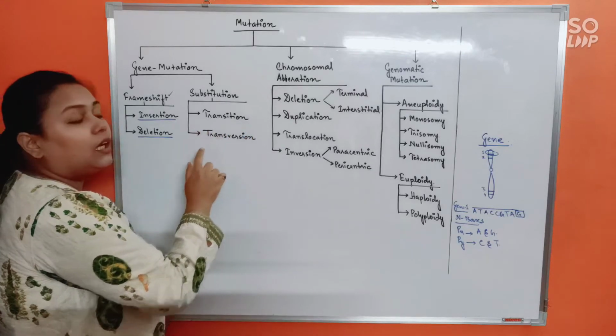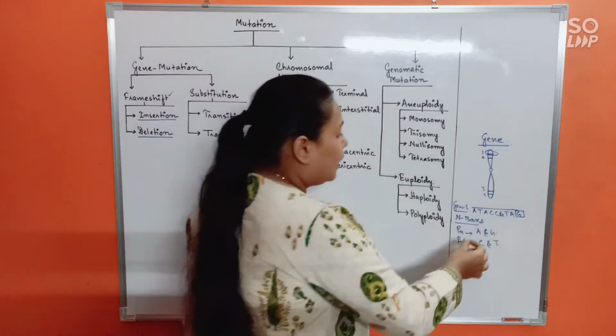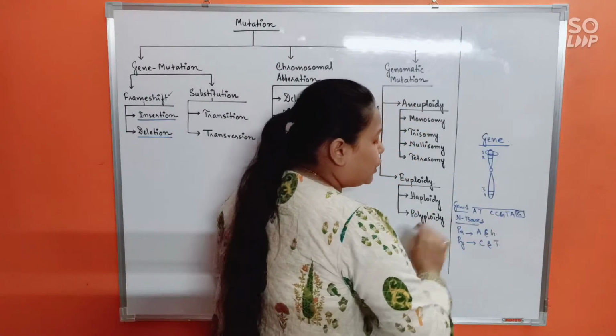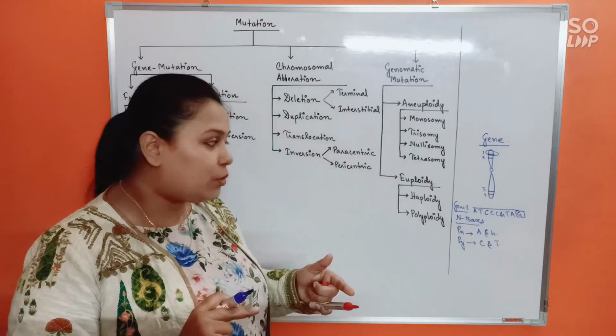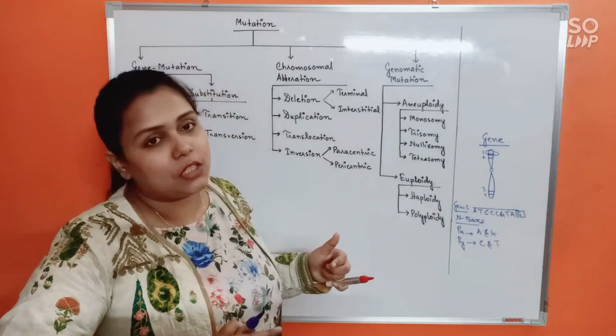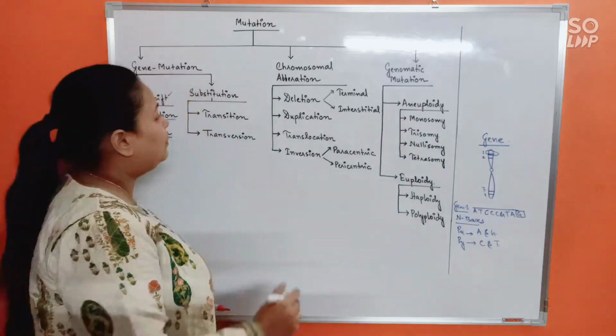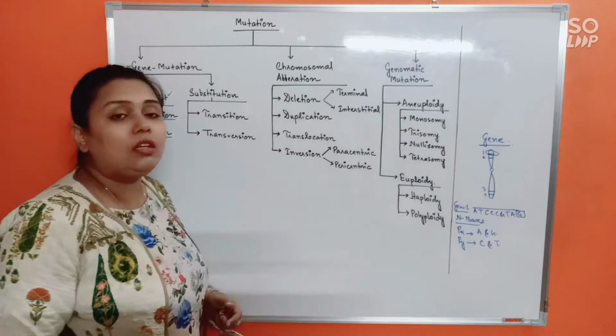Alright? But if a purine is substituted by a pyrimidine, say here instead of G comes a C, so a purine has been substituted with a pyrimidine. Likewise, a pyrimidine might get substituted with a purine. That would be known as transversion. Understood? So what is substitution?